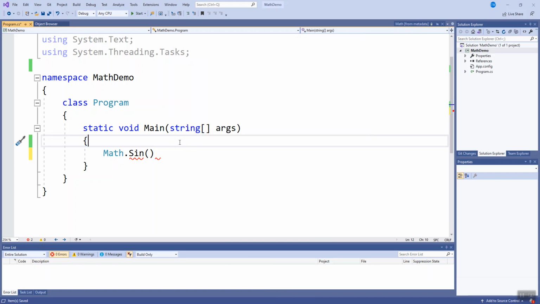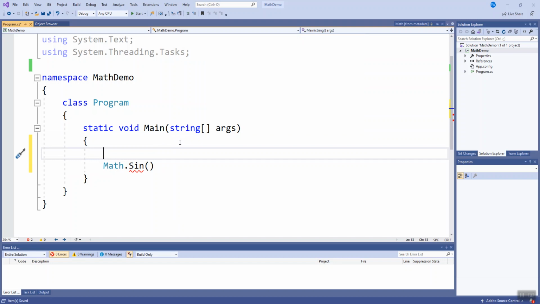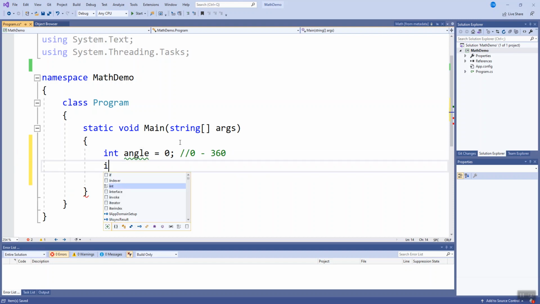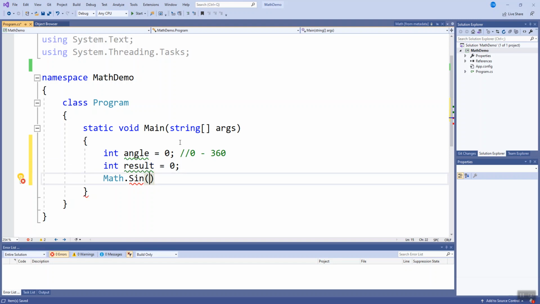All right, so imagine that I want to take the sine of some angle. I have an integer called angle, and it's going to be between 0 and 360. And then maybe I have some result. I'll have a variable called result, and I'll set it to 0. And now what if I want to take the sine of the angle and do something with it? Why is it griping at me? Okay, well, it's just saying it's never used.